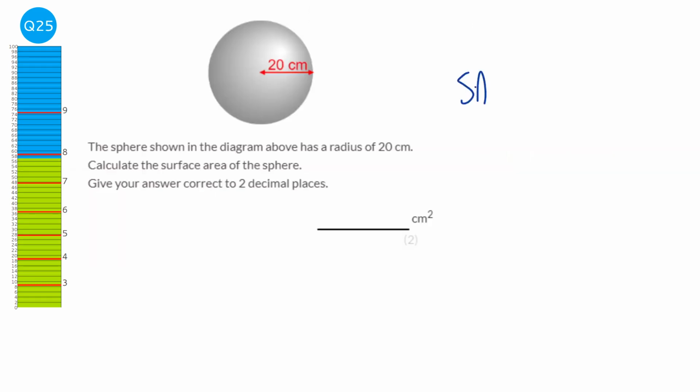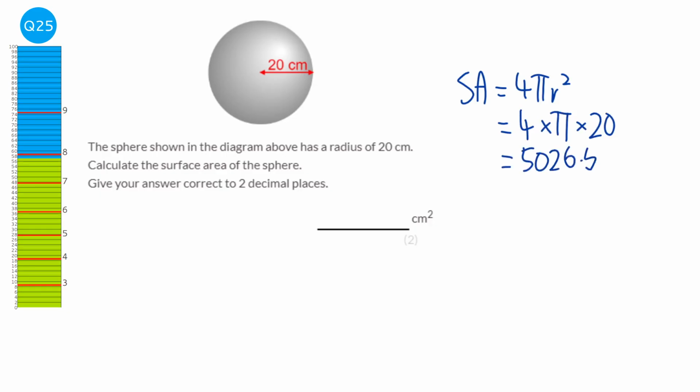The surface area of a sphere is found with the formula 4 pi r squared, with r being the radius of the sphere. So we're going to do 4 times pi times the 20 squared, and that gives us 5026.548... And when we round that to 2 decimal places, we get 5026.55 centimeters squared.